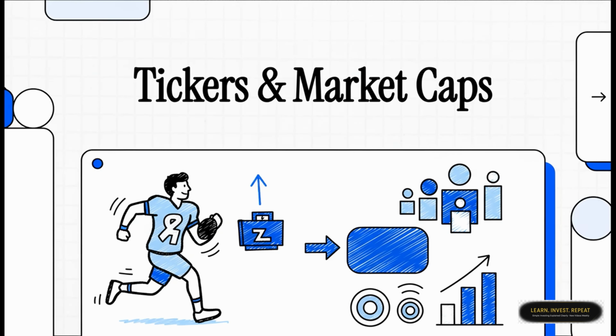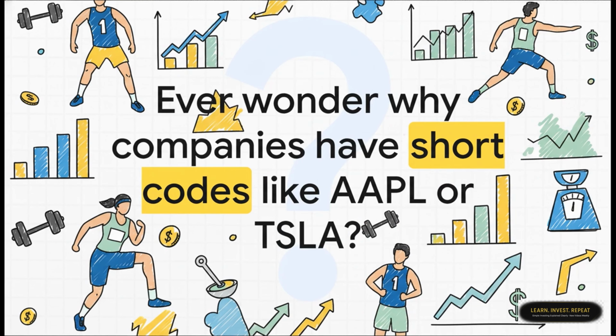All right, today we're going to demystify two of the most basic but absolutely crucial concepts in investing: how we identify companies and how we figure out just how big they are. Let's jump right in. You've definitely seen these before, right? They're flashing across the bottom of the news or sitting right there in your investing app. They kind of look like some secret code for Wall Street insiders, but I promise you, they are way simpler and way more powerful than you might think.